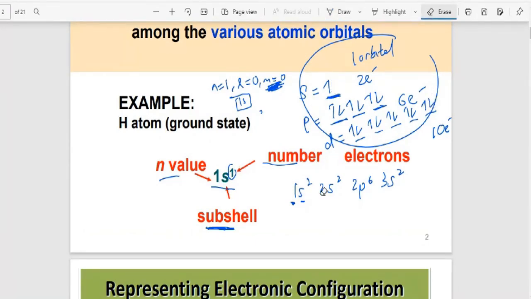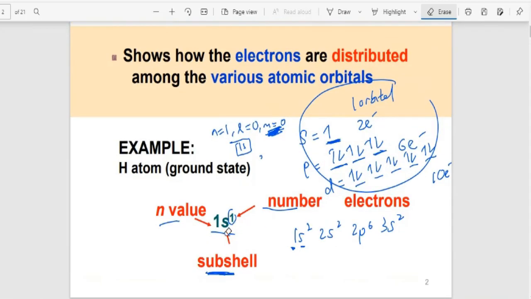Okay, so untuk SPDF notation, kita tulis 1. Menunjukkan 1. Kalau 2, 2. S maksimum 2. P maksimum 6. D maksimum 10. So this one we call as SPDF notation. Kalau nilai macam ni diberi, you kena tahu baca lah. So this is 1s1 with 1 electron.